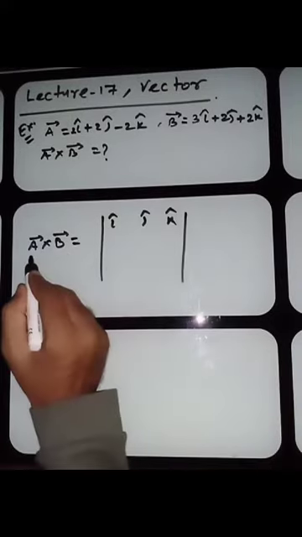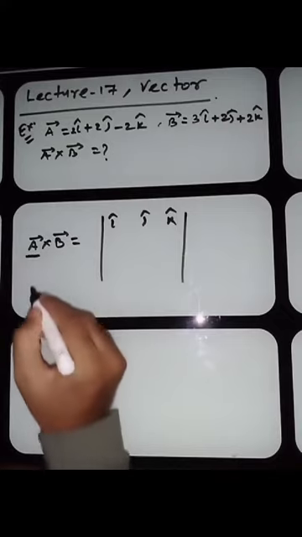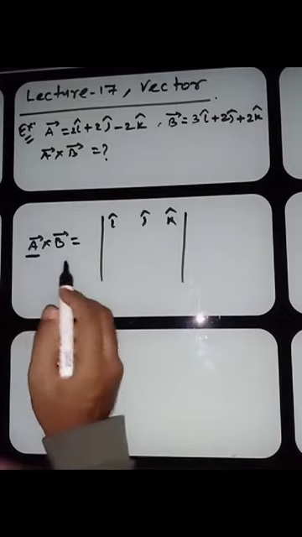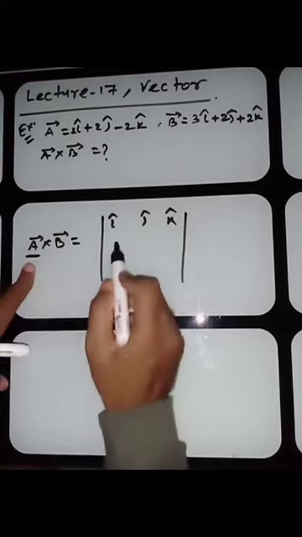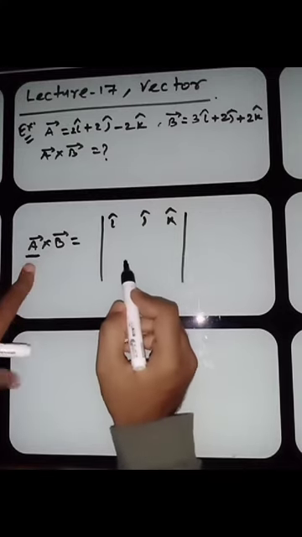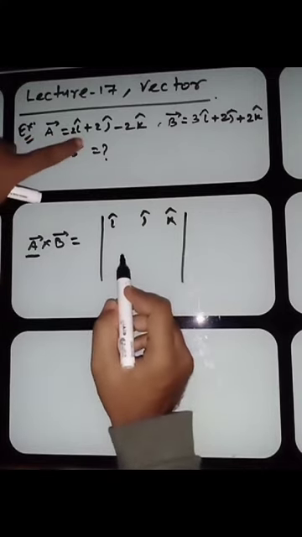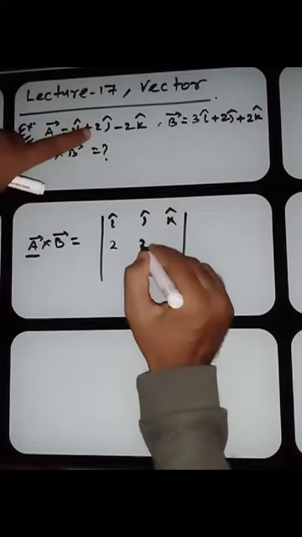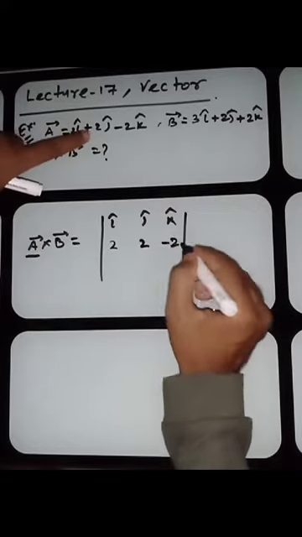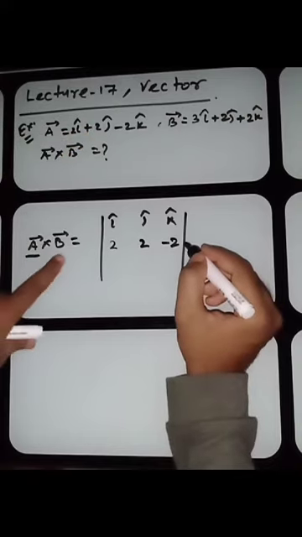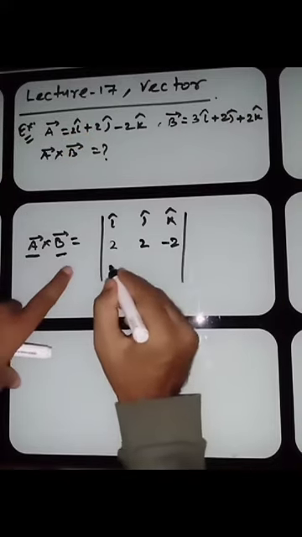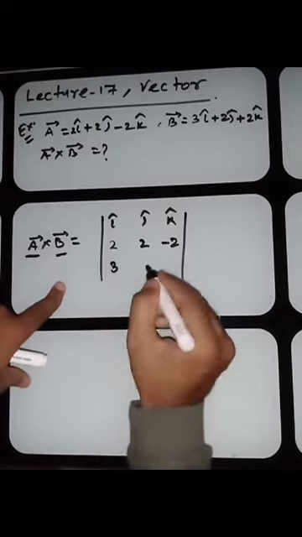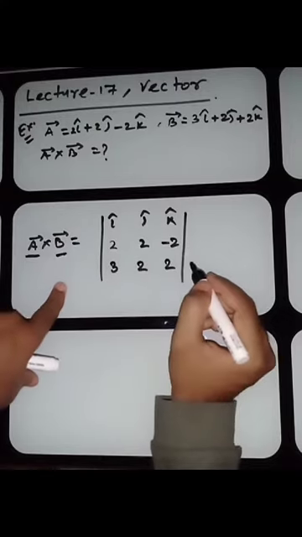Now, first you are having the vector a. Look here. First you are having the vector a, so you will put the coefficients of vector a below i, j and k. For a, the coefficient of i is 2, the coefficient of j is again 2, and minus 2 for k. Now for b, the coefficients of i, j, k are 3, 2 and 2.